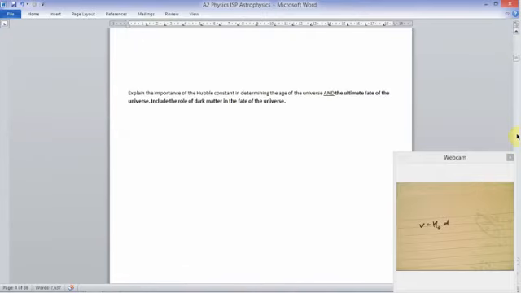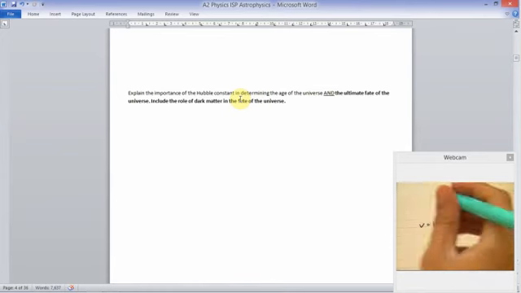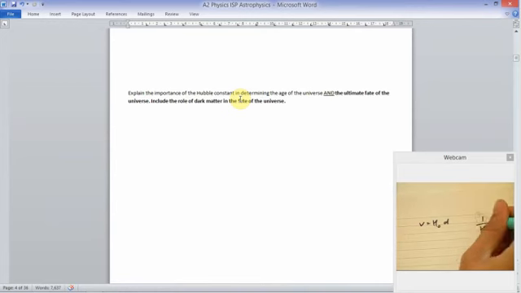Yeah, there we go. Okay, so explain the importance of the Hubble's constant in determining the age of the universe and the ultimate fate of the universe. Okay, so remember, 1 over Hubble's constant is essentially the age of the universe, but you need to get the units right from the graph. So look carefully at the units, cancel them out to get down to seconds, and therefore allow you to figure out the time properly.